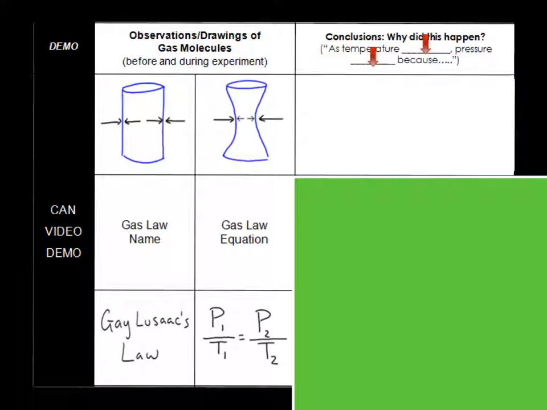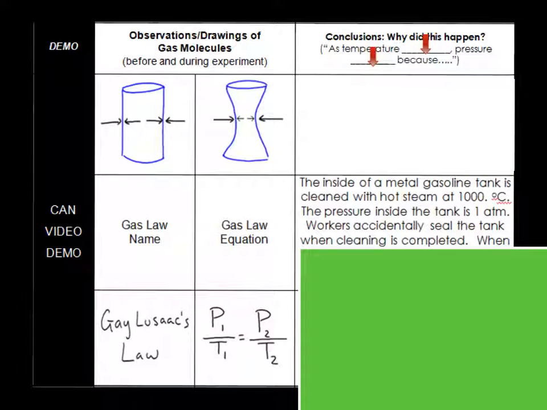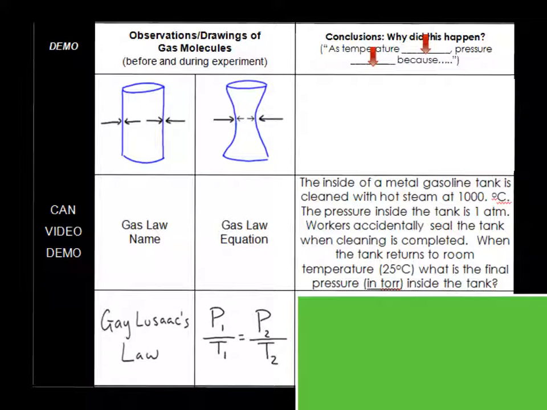The equation that goes along with it is P1 over T1 equals P2 over T2. And once again, we have a problem to go through here. It says the inside of a metal gasoline tank is cleaned with hot steam at 100 degrees Celsius. The pressure inside the tank is 1 atmosphere. Workers accidentally seal the tank when cleaning is completed. When the tank returns to room temperature, what is the final pressure in torr inside the tank?